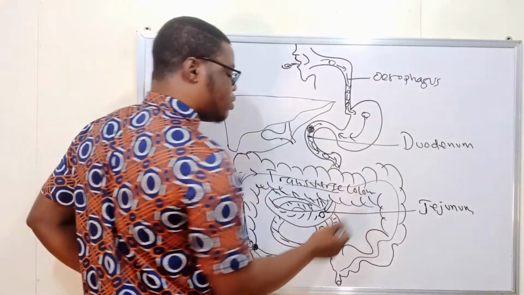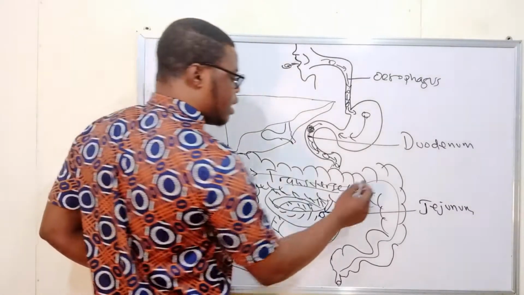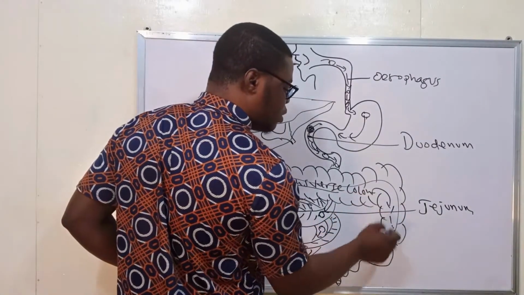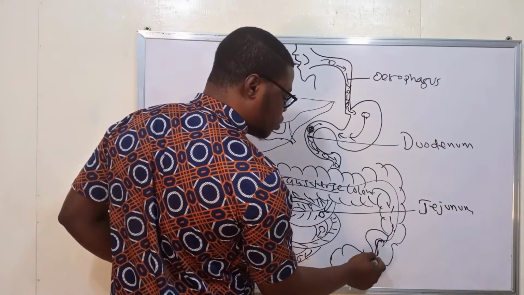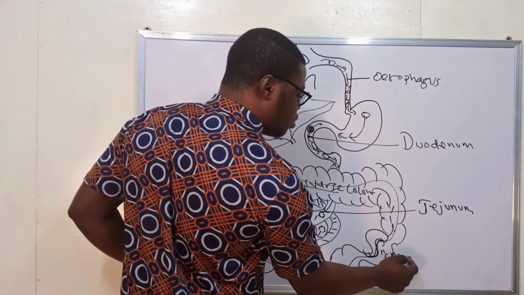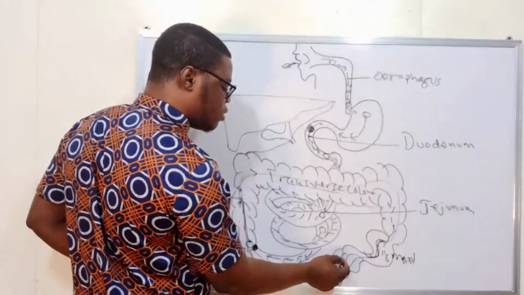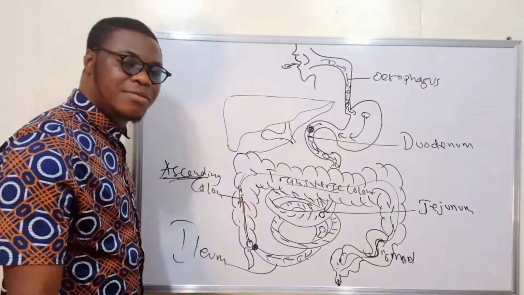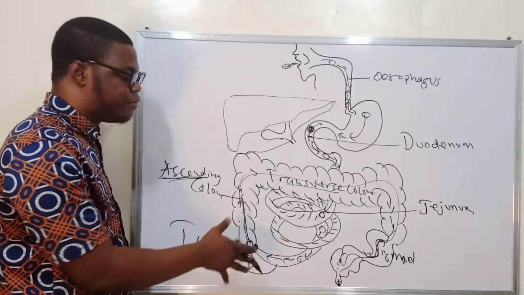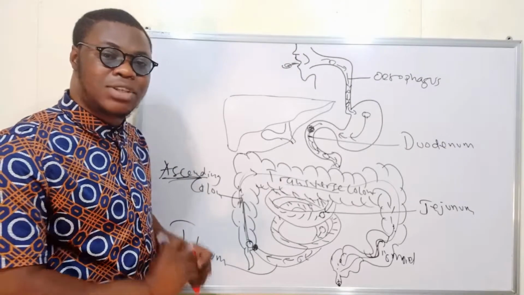I'm going to be digging deep into this while talking about the large intestine. And after that, it passes into the descending colon and then into this S-shaped structure called the sigmoid colon. From there, the food passes into the rectum and then the anal canal, and then feces. So this is just the passage of food in the GIT, in the alimentary canal.